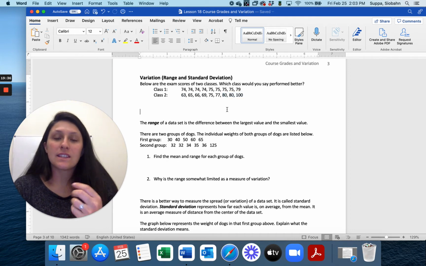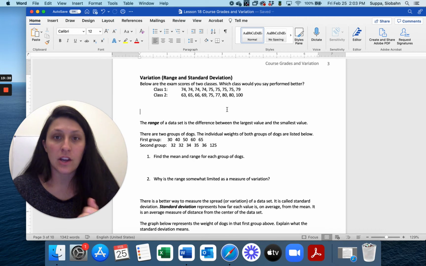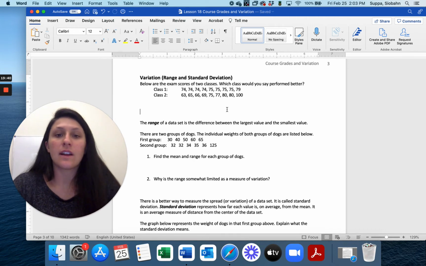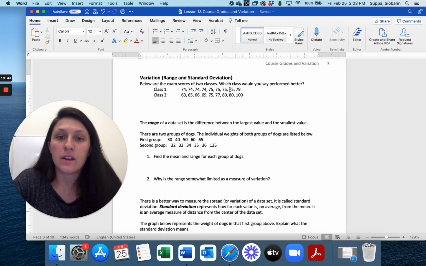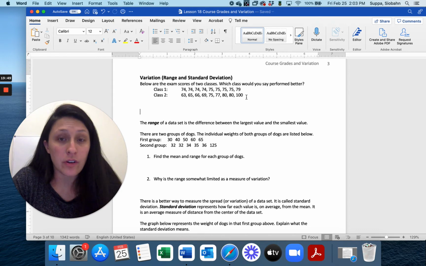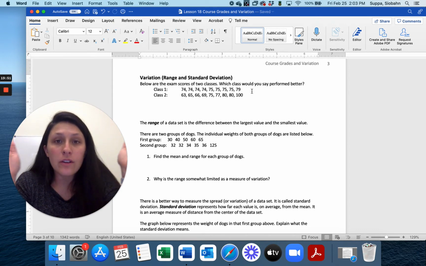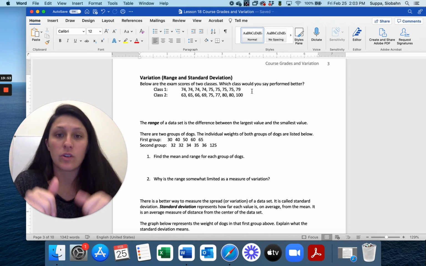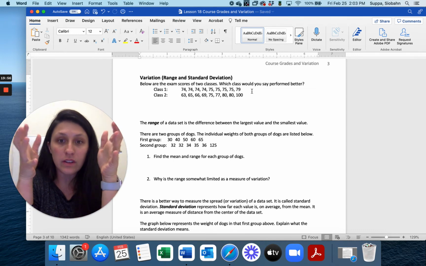So we need this idea of variation to help us understand that the average is not enough to tell me who performed better. What you could say instead is that on average, both classes performed equally well. However, Class 1 has a smaller variation because the scores are more consistent. Their scores are all really close together.